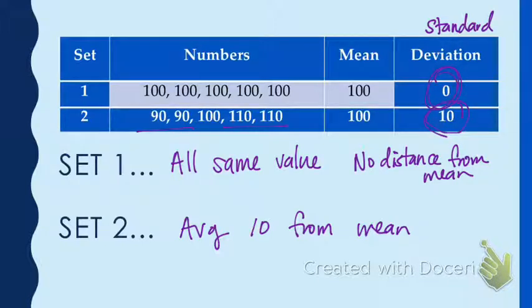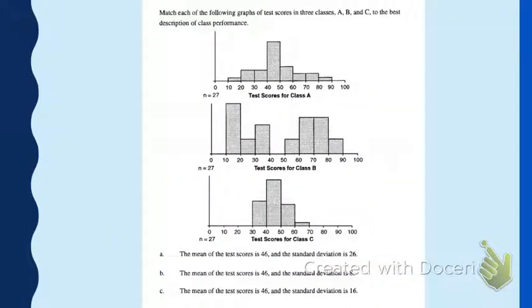You're never going to have to calculate this by hand. The calculator will always do it for you. But before we learn how to do it on the calculator, we're just going to look at graphs and decide which one is bigger than the other, or just comparing. You don't have this in your PowerPoint or in your notes. I just added this today, but I have class A, B, and C, and we have 3 different means and standard deviations that we want to match it up with.